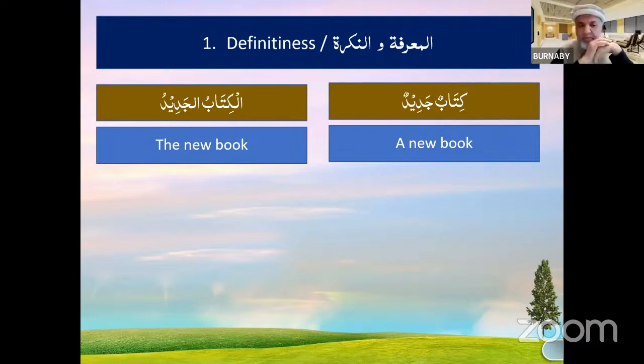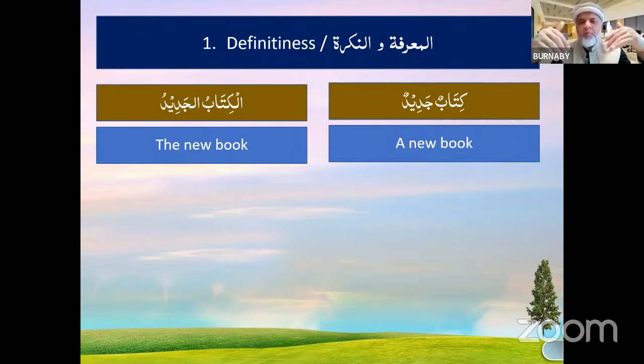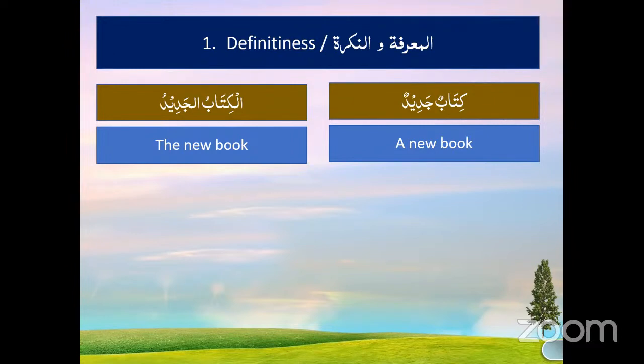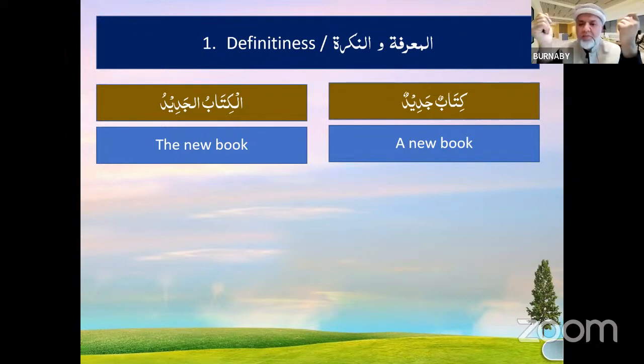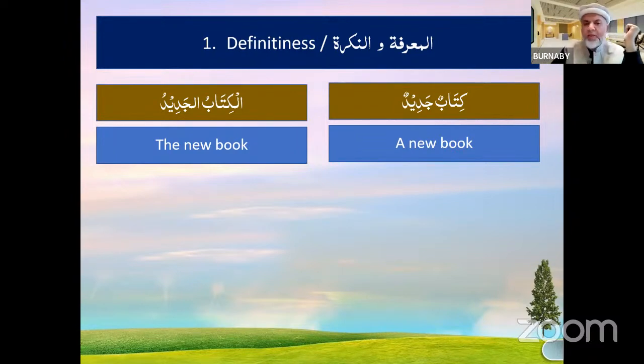Yes. I'm saying that the two parts, the Mausuf and Sifa, will follow each other in all four categories, or all four properties of the noun. If one is marifa, the other has to be marifa. If one is rafa, the other one has to be rafa. If one is male, the other one has to be male. If one is singular, the other one has to be singular. So all those four categories have to be the same. That's what I'm showing in this.